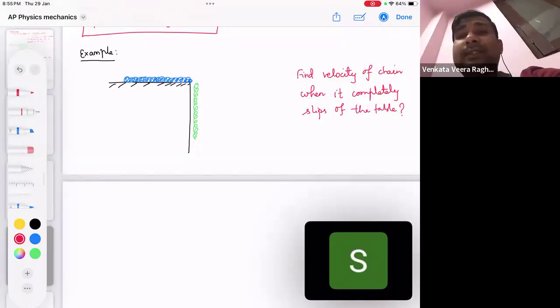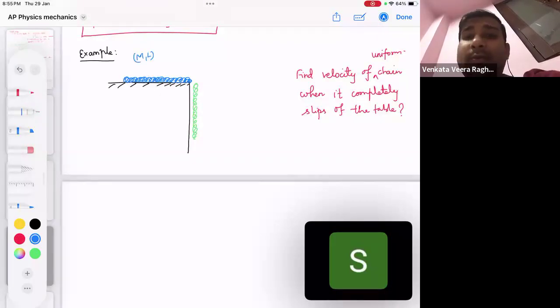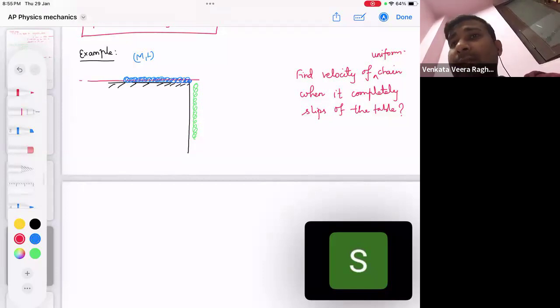So here you see that the only force involved is what? The gravity. And it's a uniform chain. The mass of the chain is M, and the length of the chain is L. So now tell me, only the gravity force is involved, isn't it? Which is conservative in nature. So I am going to take this table level as my reference for gravitational potential energy as 0.